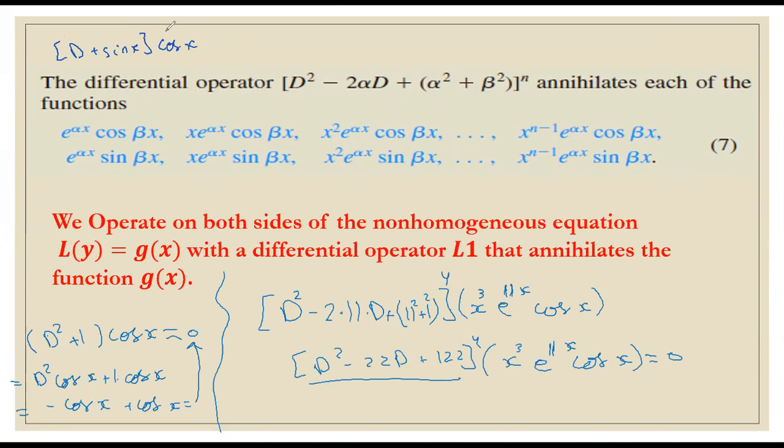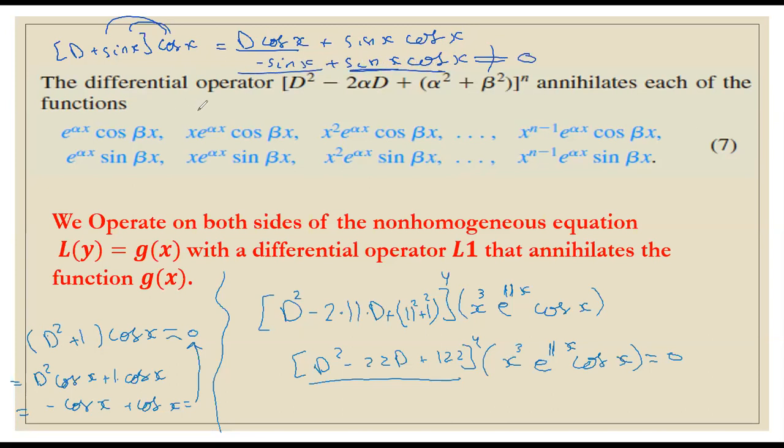Okay, so I'm going to multiply here and here. So I have d cosine, similar to what Islam said, plus sine cosine. Now d cosine is negative sine x, plus sine times cosine. No, this one isn't zero at all, because here there is sine times cosine, but here only sine. Clear now, Mira?